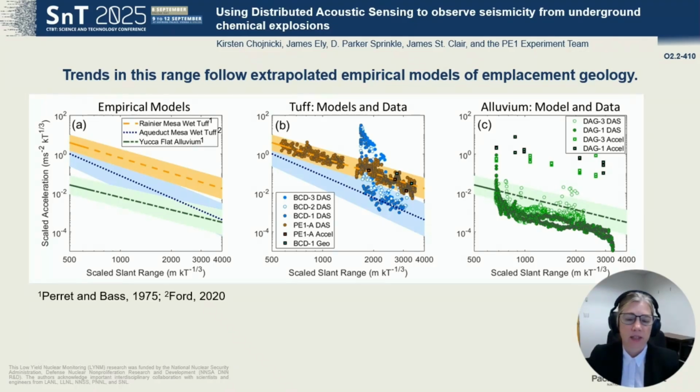These findings indicate that emplacement geology is likely the primary factor influencing seismicity within this transitional region because of the close agreement between the data and these models. Differentiating between source types within a single emplacement geology may be challenging at this range for these data sets without a better understanding of the mechanisms that are underlying the variability.